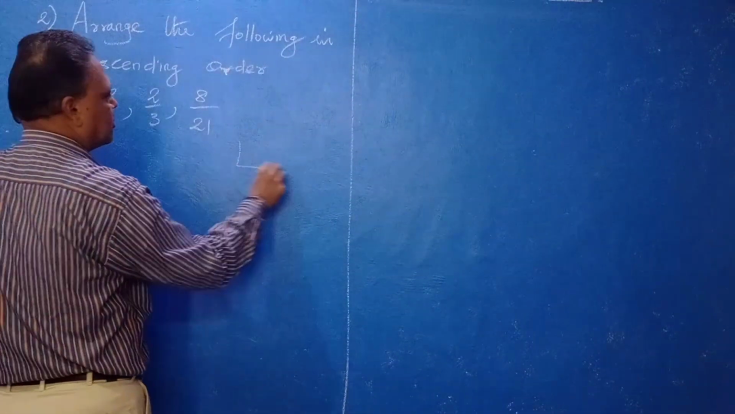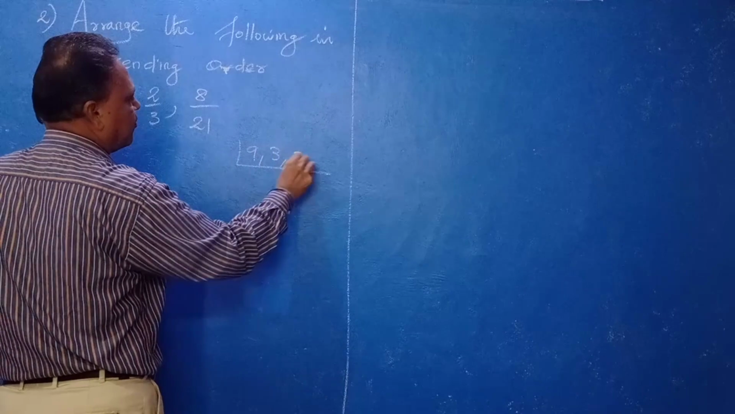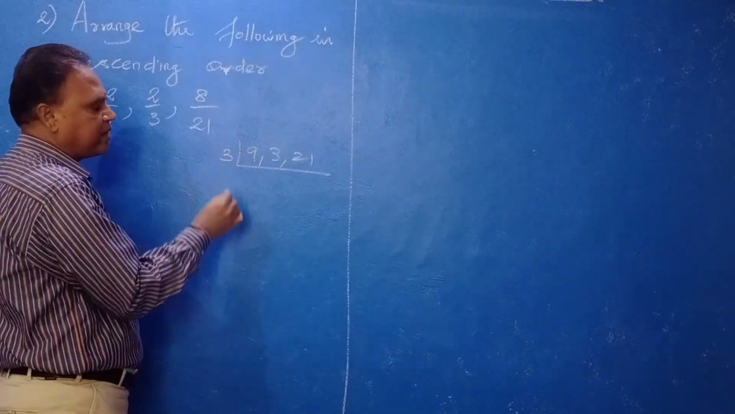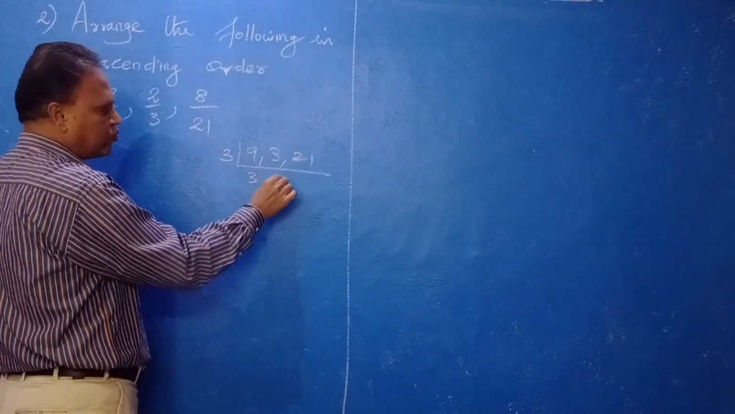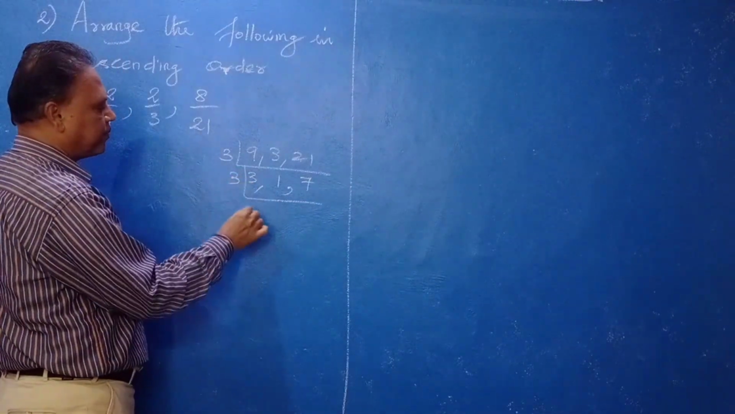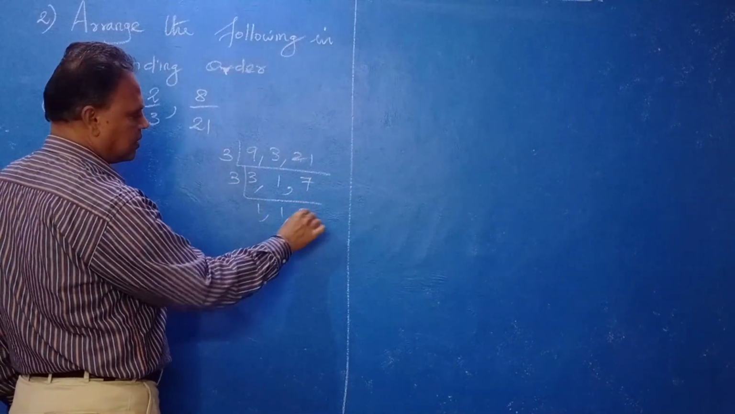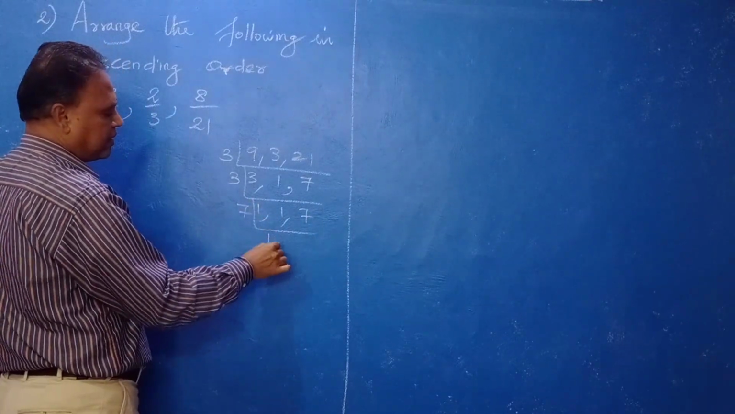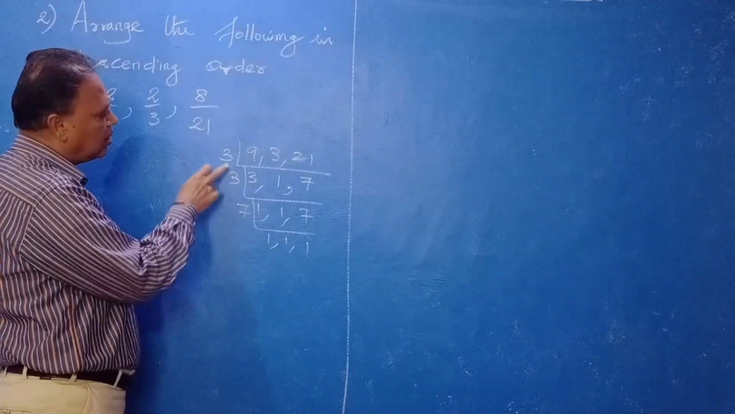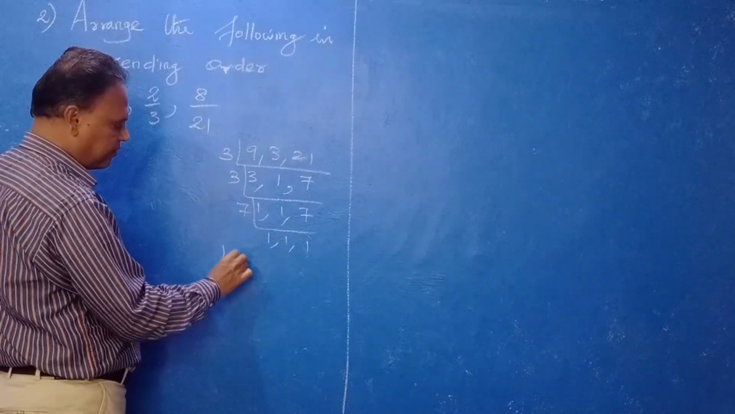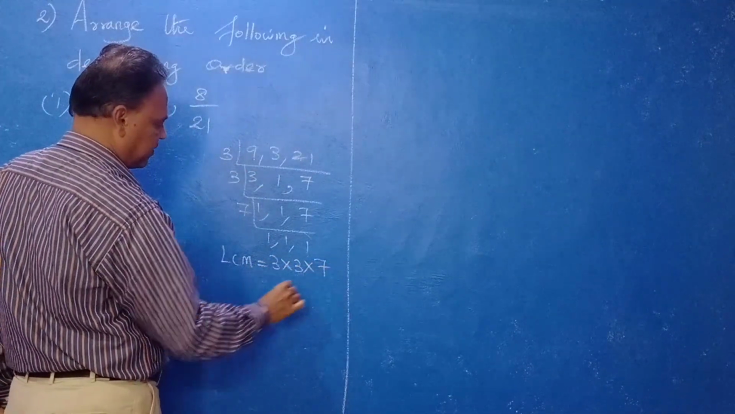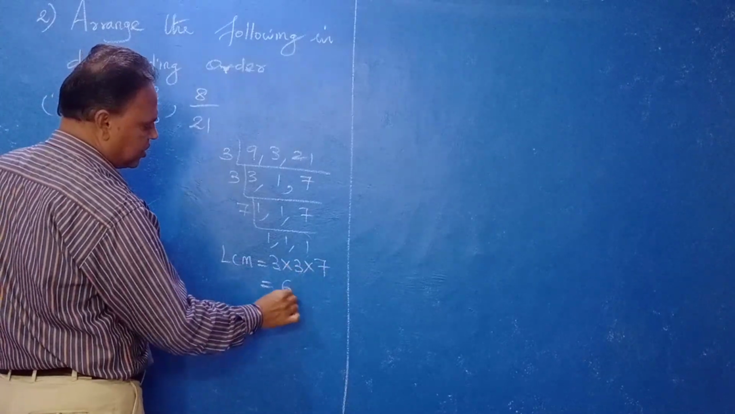So 9, 3, 21. Take the LCM. How to take the LCM? Divide by 3. 9 goes 3 times, 3 goes 1 time, 21 goes 7 times. Again divide by 3: 1, 1, 7. Again divide by 7. In the last you must always get 1. Then multiply all the numbers. Therefore LCM equals 3 into 3 into 7. That is 9 into 7, 63 is the LCM.